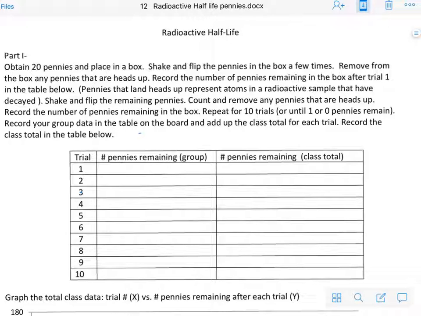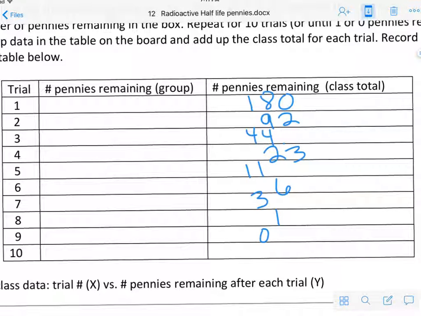The ones that were tails, we would leave, those are still uranium, and we would flip those and continue on, and we would find we would have less and less pennies left at the end of each round. So we would have combined all our data, and we would fill in our class totals like we have here, if you want to take a minute and write that in that right-hand column on page 22.